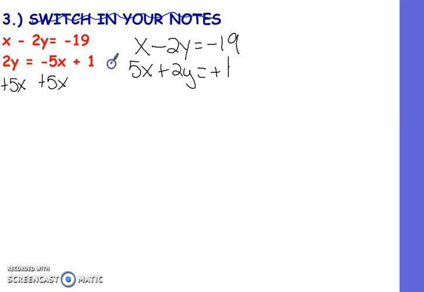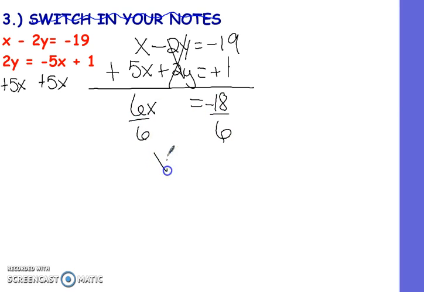So now we have opposite y's. Add them, draw your line. x plus 5x is 6x. Negative 2y plus 2y, 0, equals negative 18. Divide by 6, and you get x equals negative 3.